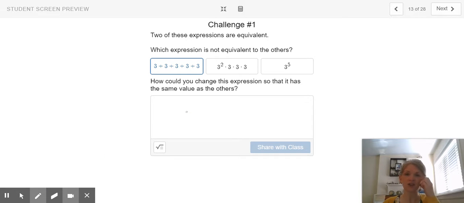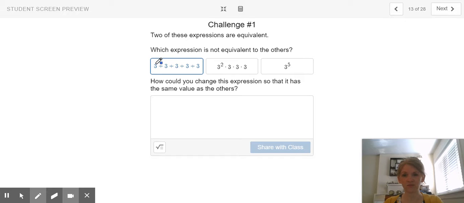All right. So this is from a lesson a couple days ago. It says two of these are equivalent. Which expression is not equivalent? And I've actually already clicked which one it is. And I can tell right away this isn't equivalent because these are being added. And our exponent rules, when we're dealing with exponents, we're dealing with multiplication.